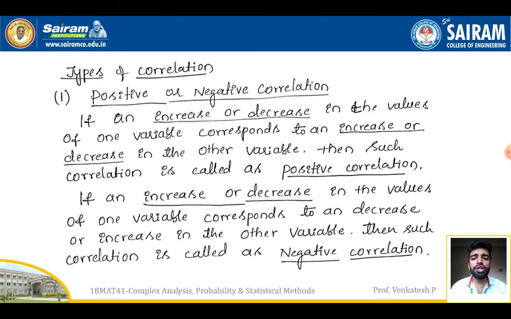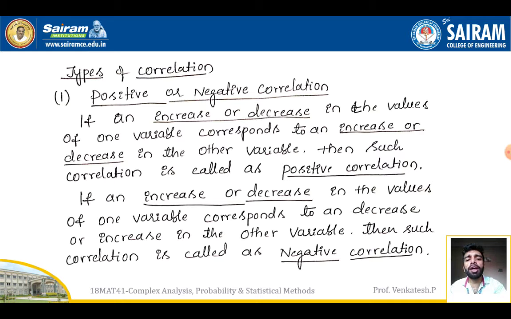Types of correlation. The first one is positive or negative correlation. If an increase or decrease in the values of one variable corresponds to an increase or decrease in the other variable also, then such correlation is called positive correlation. Here, if one variable increases, the next variable also increases. If one variable decreases, the next variable also decreases. Those kinds of correlation are called positive correlation.